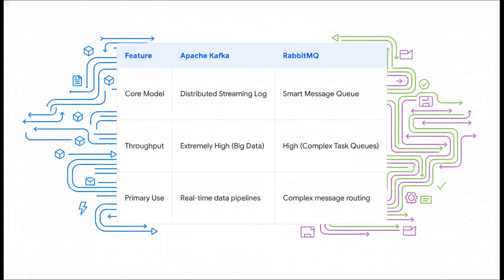Look at Apache Kafka. Its core model is what's called a distributed streaming log. You can think of it like a super fast, permanent record of everything that has ever happened. It's an absolute beast for handling insane amounts of data, which is why it's perfect for real-time data pipelines. Then you have RabbitMQ. It's more of a traditional smart message queue. It's incredibly good at complex routing, making sure a message gets exactly where it needs to go, which is fantastic for things like complex task queues.